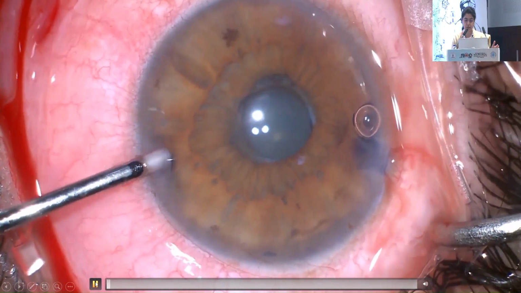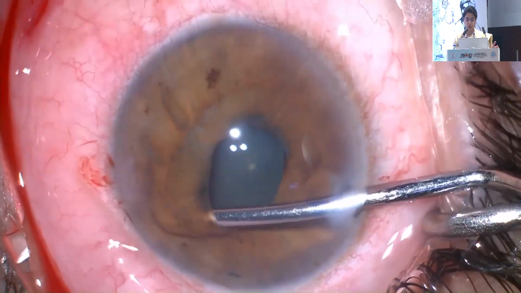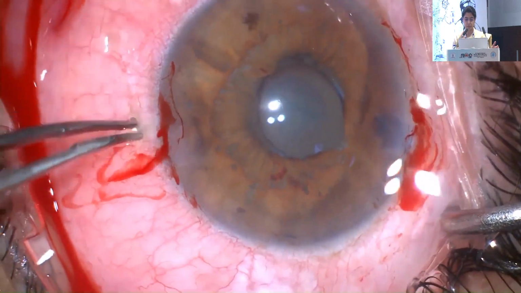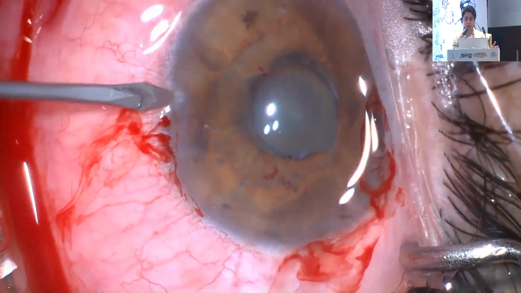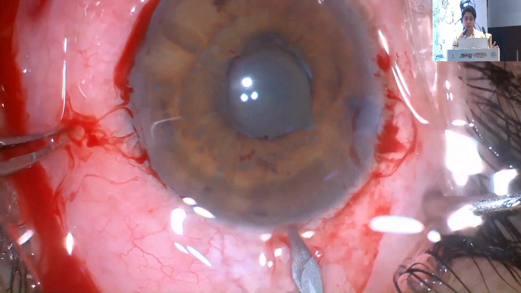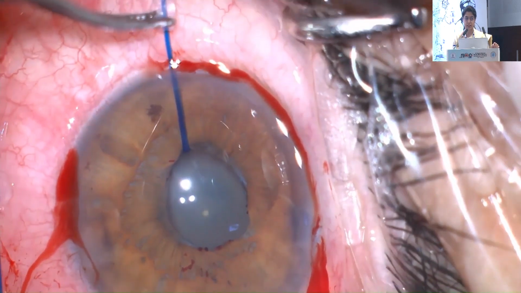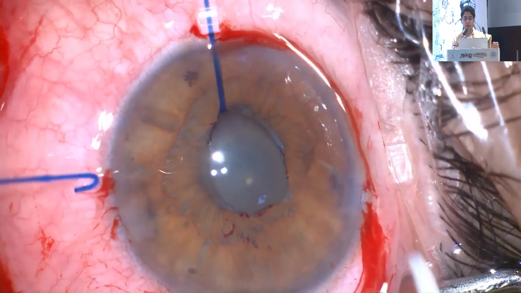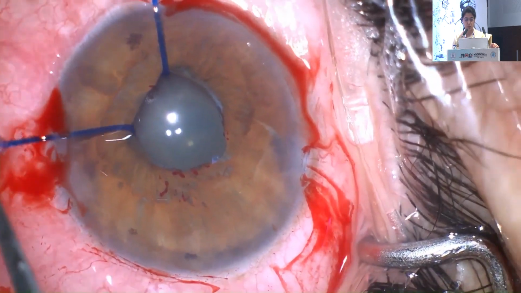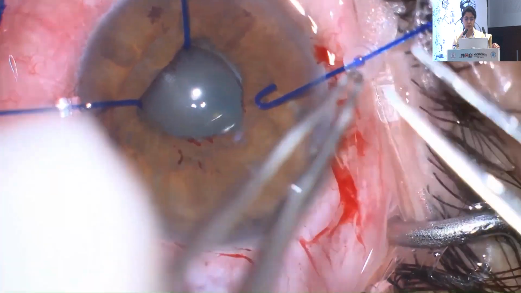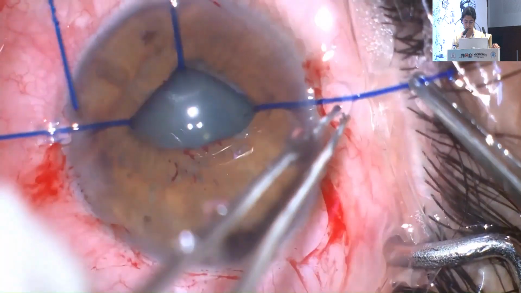So this is the first eye where I have used iris hooks. So you release the posterior synec. So I have planned a diamond configuration for the iris hooks, because in a square configuration, the iris gets tented and your instruments repeatedly get stuck. So iris hooks should be tightened sequentially, not all at once, because that might result in large sphincter tears.